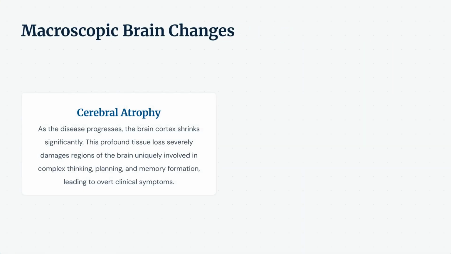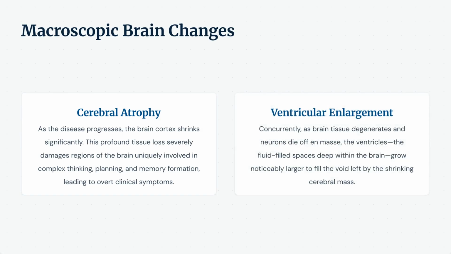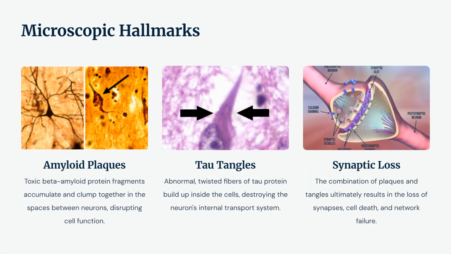Macroscopic changes include cerebral atrophy, where the brain cortex shrinks significantly, and ventricular enlargement, where fluid-filled spaces grow larger to fill the void. Microscopic hallmarks are amyloid plaques and tau tangles. Their combination leads to synaptic loss, resulting in cell death and network failure in the brain.